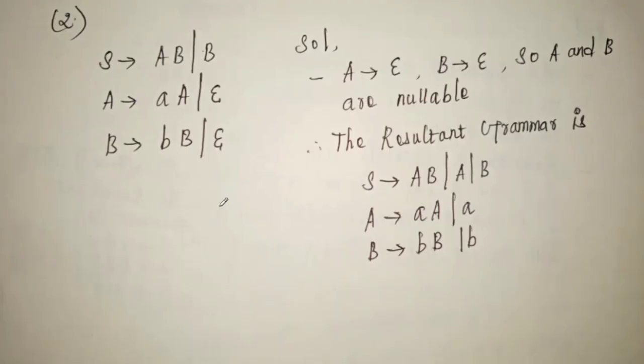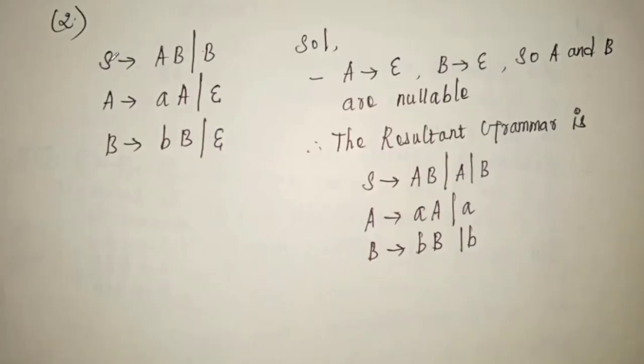Let's go through another example of eliminating epsilon production step by step. Given the productions: S tends to AB or B. Next, A tends to terminal symbol a followed by non-terminal symbol A, or epsilon. B tends to terminal symbol b followed by non-terminal symbol B, or epsilon. In these productions, how do we identify the nullable symbols? A symbol is nullable if it has a production that derives epsilon. Here A tends to epsilon, B tends to epsilon. Both are nullable. Modify the productions to remove epsilon.